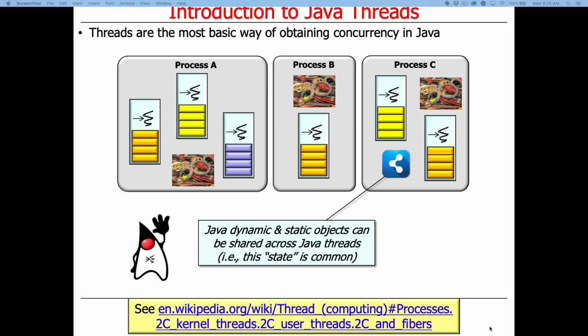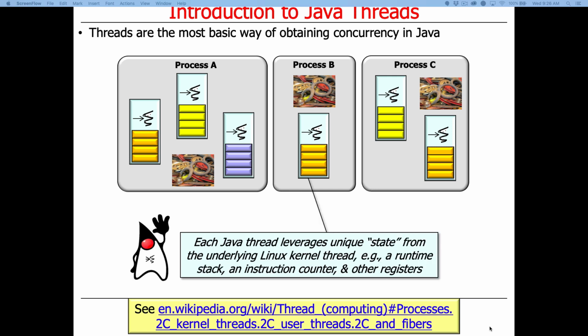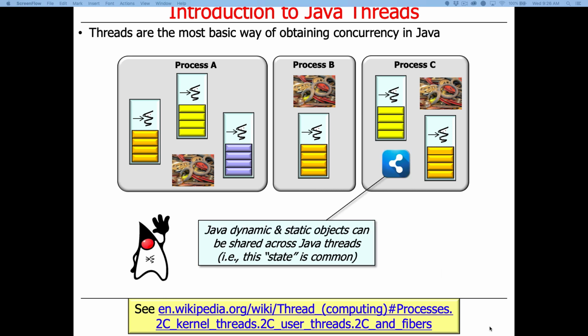Other things that are shared would be things like files. If you have something like a file or a socket that's open, you can share those things. And anything that's a static object could also potentially be shared if you pass the reference around, if it escapes from the environment in which it was created. So those are things that are common. Some state is unique per thread, some state is common between threads.